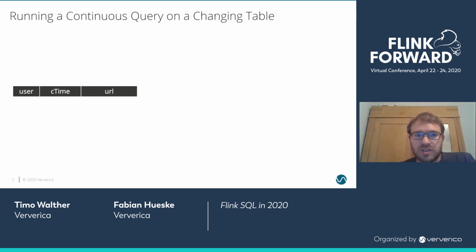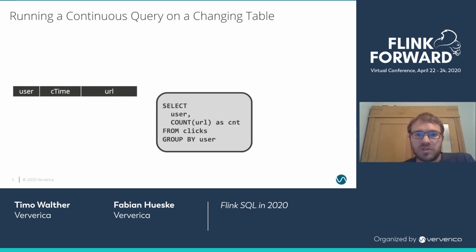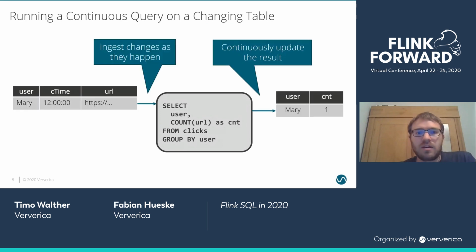If we have a query that is being run over a continuously evolving table, then it looks a little bit different. Again, we have the same table, but now we submit the query, for instance, right in the beginning. And the query now will listen to changes on this table. So if some kind of external process or a stream feeds data into this table, then the query will receive this change as it happens, and then continuously update its result.